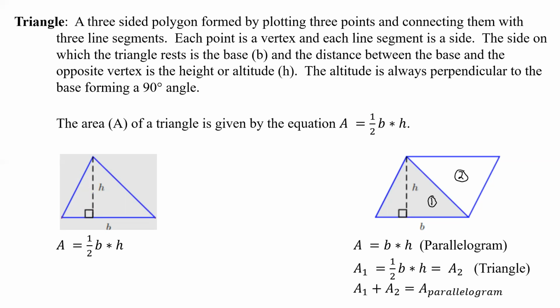Now the area of a triangle is given by the equation area is equal to 1/2 base times height. Now how did we get that? Well, if we think about how a triangle looks, if we draw another triangle exactly like it over here, but it's going to be kind of like an inverse, because this side is like here, this side has to go over here, and this side has to go up here. What does that look like? Well, that kind of looks like a parallelogram with 2 triangles.